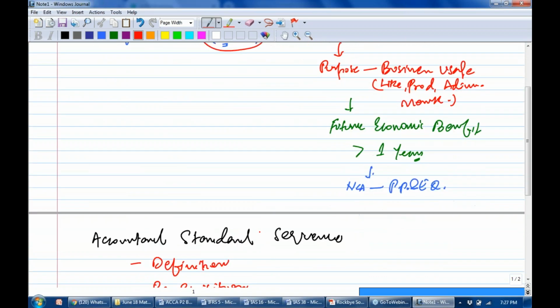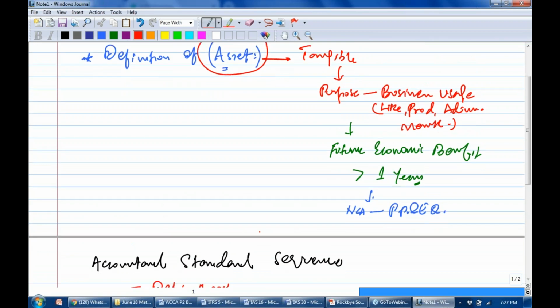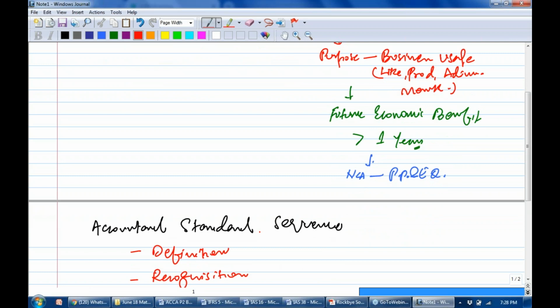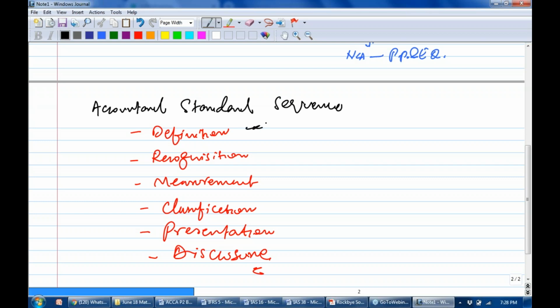Now next thing. If it meets the definition of assets, then what assets are property, plant and equipment? The accounting standard explains that they are tangible assets held for business usage like production, admin and marketing, and the future economic benefit is more than a year. Then we will declare the classification as a non-current asset, property, plant and equipment. The second thing is, and I know that you people know very well about all these things in F7, but it's just a quick recall of IAS 16. Next thing is the recognition.